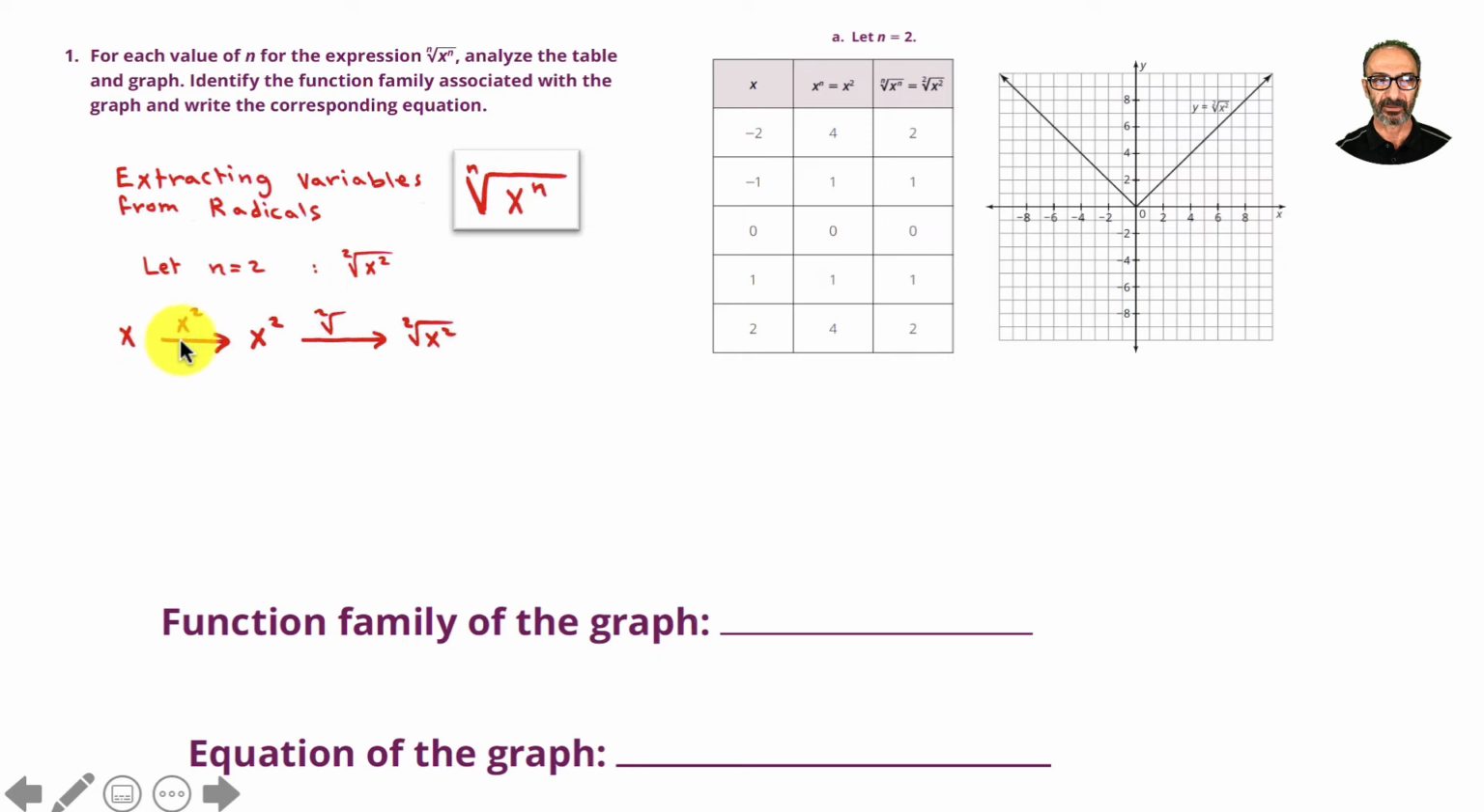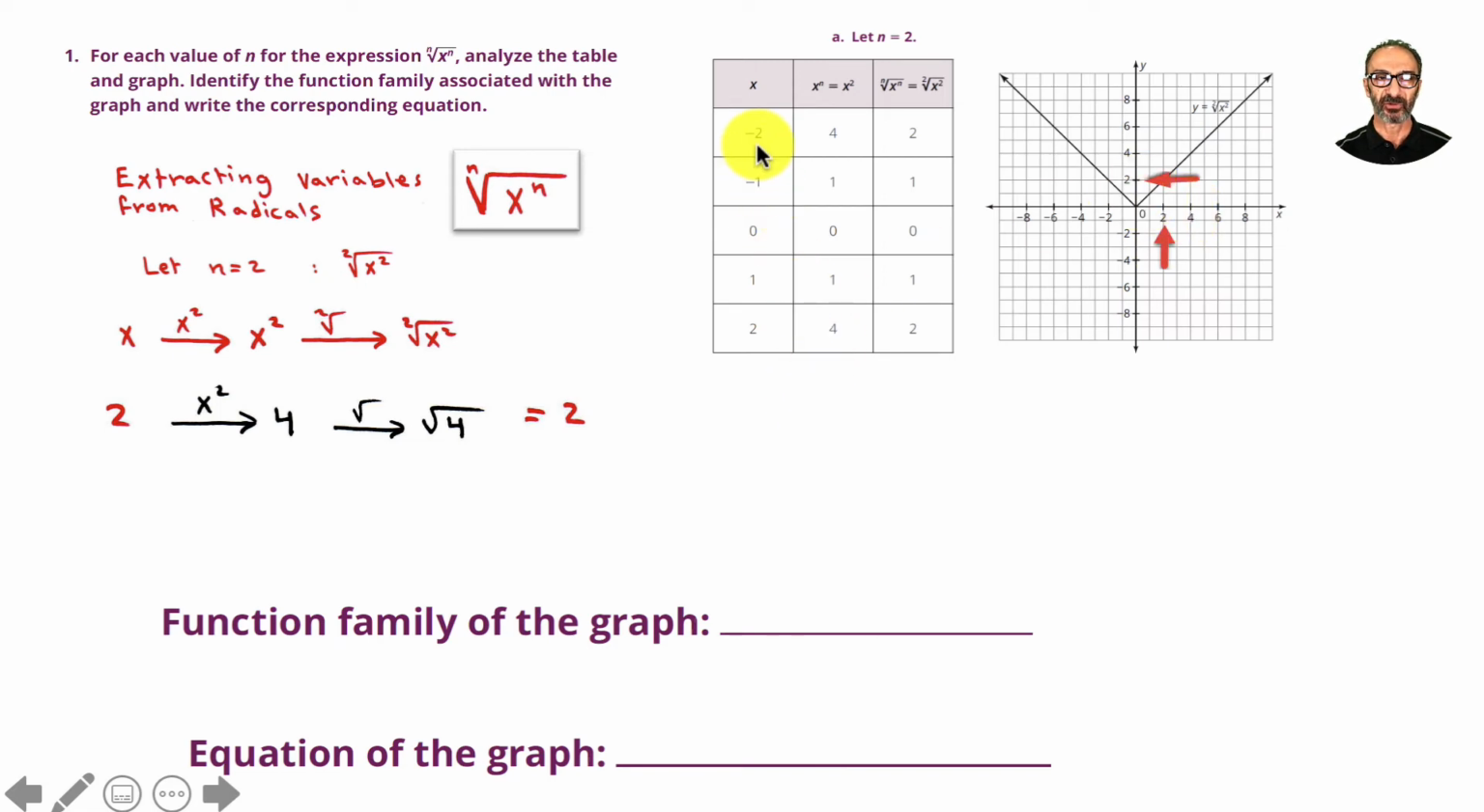That's my input x. You square it first, you get x to the second, you apply the square root next, and you end up with this as an expression. How about if we start with 2? Well, 2 squared, you get 4. Take the square root now, it takes you back to 2. So you start at 2, you end up at 2.